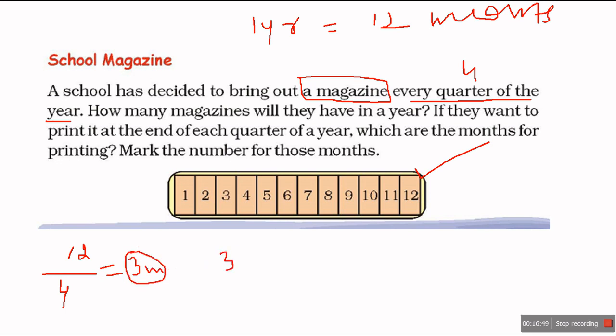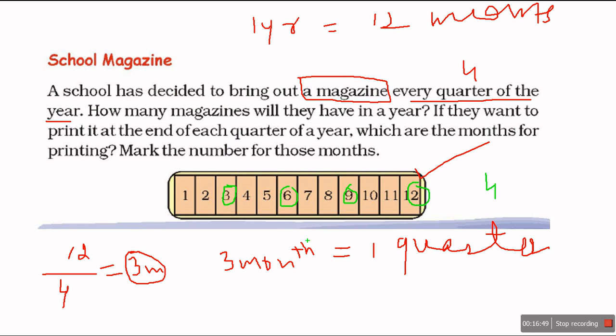3 months equal to 1 quarter. So at the end of every third month, he will bring a magazine. So he will bring on the third month, 6th month, 9th month, and 12th month. So how many magazines? 1, 2, 3, 4. 4 magazines in a year.